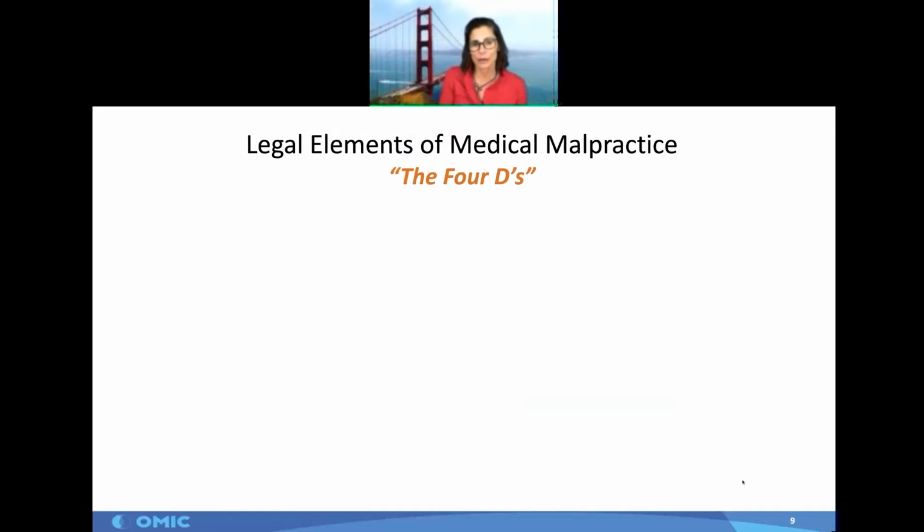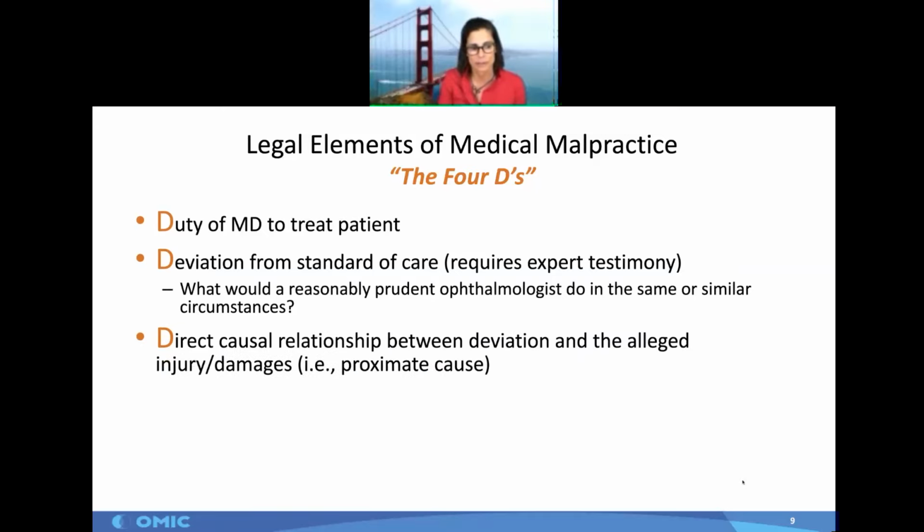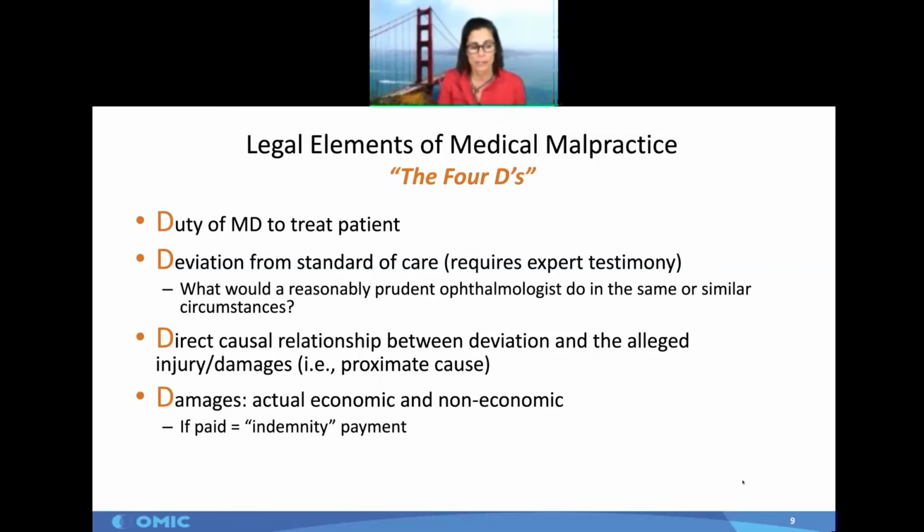The following is the elements of a medical malpractice lawsuit. We call it the 4 Ds. Duty to treat. Deviation from the standard of care, which requires expert testimony. What would a reasonably prudent ophthalmologist do in the same or similar circumstances? Direct causal relationship between the deviation and the alleged injury damages. We call that the proximate cause. And of course, last but not least, damages, actual economic and non-economic.